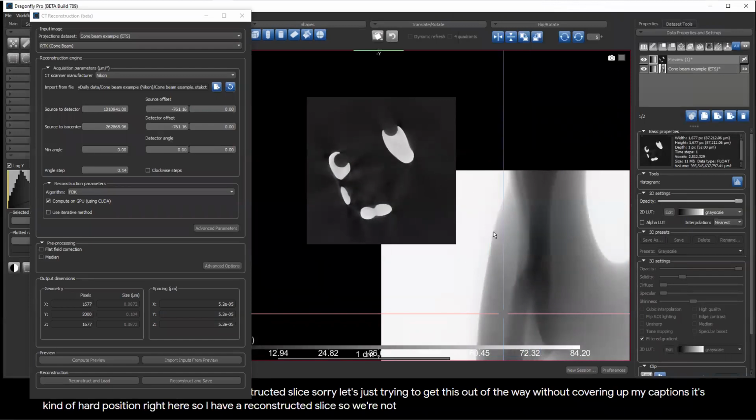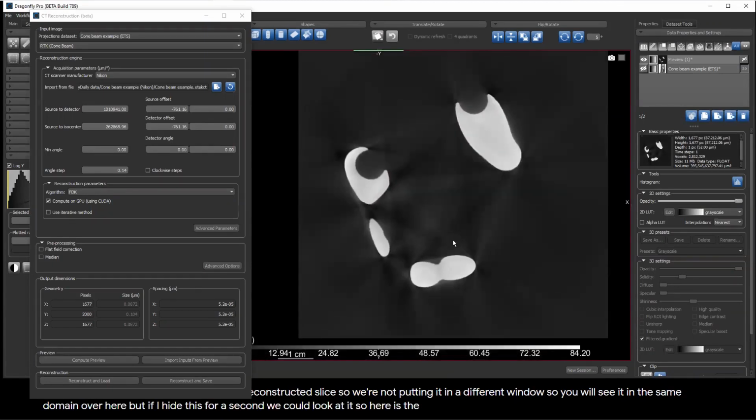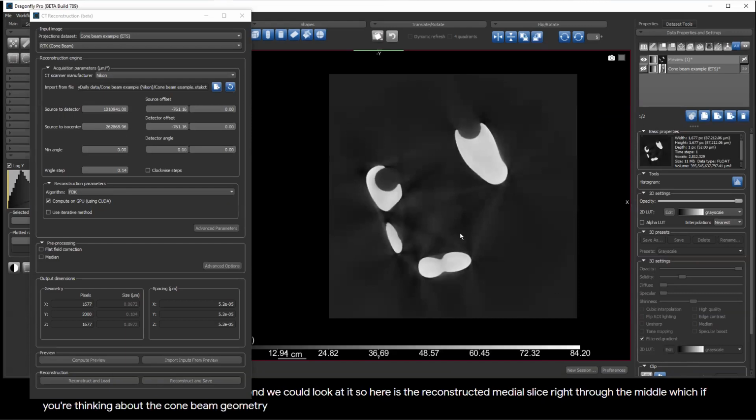We're not putting it in a different window, so you will see it in the same domain over here. But if I hide this for a second, we can look at it. So here is the reconstructed medial slice right through the middle, which, if you're thinking about the cone beam geometry, you can think of as very much like a fan beam geometry when you do a single slice right in the middle. That is a preview.